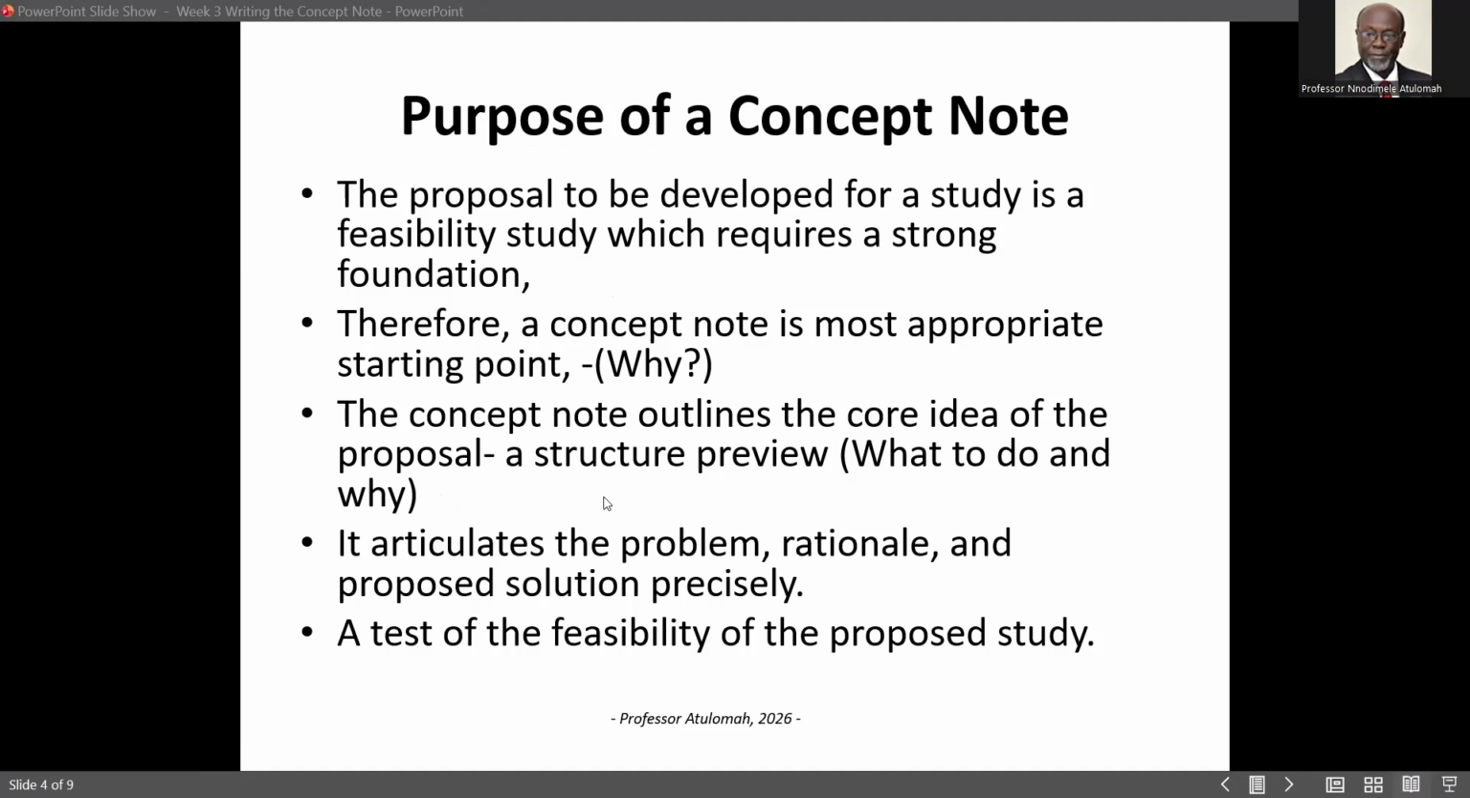It's not a long thing. It's not very, very long, but it's important. Short, one to two pages. And there is a structured way that we need to follow. The concept note also articulates the problem phenomenon, identifies it, and also gives the rationale and purpose for the solution that you want to achieve. It has to be precisely stated. What is the purpose? What is the solution? What is the nature of the solution?